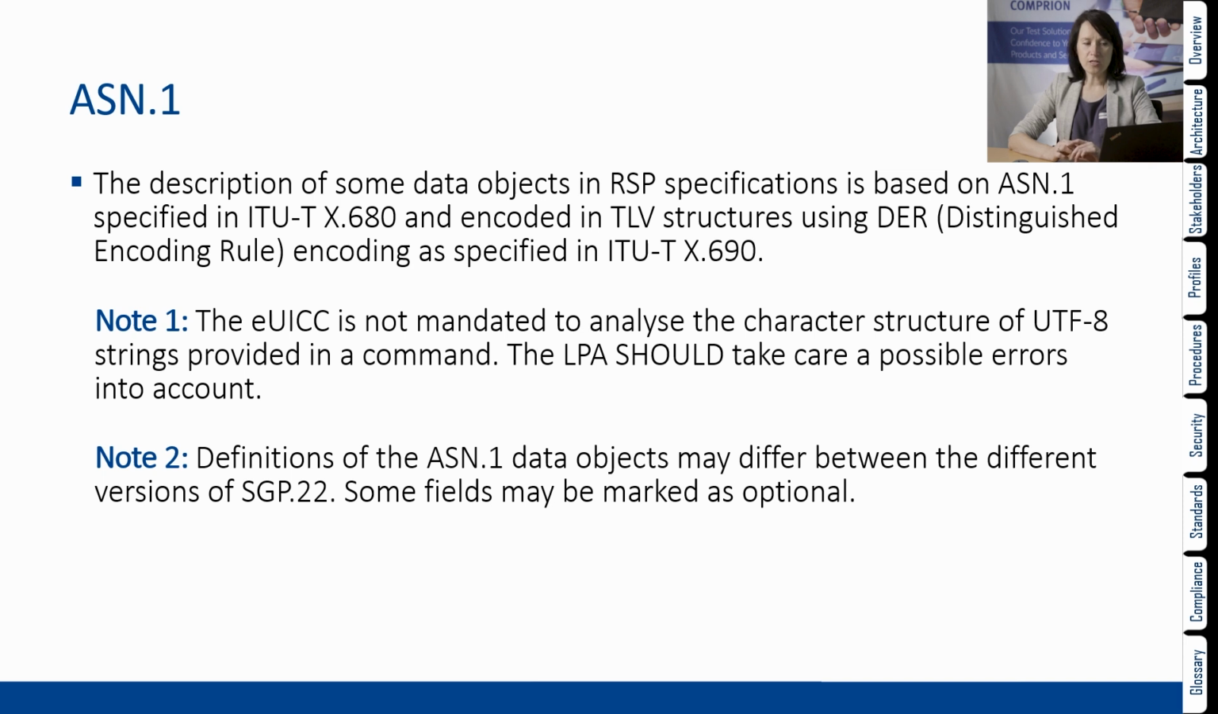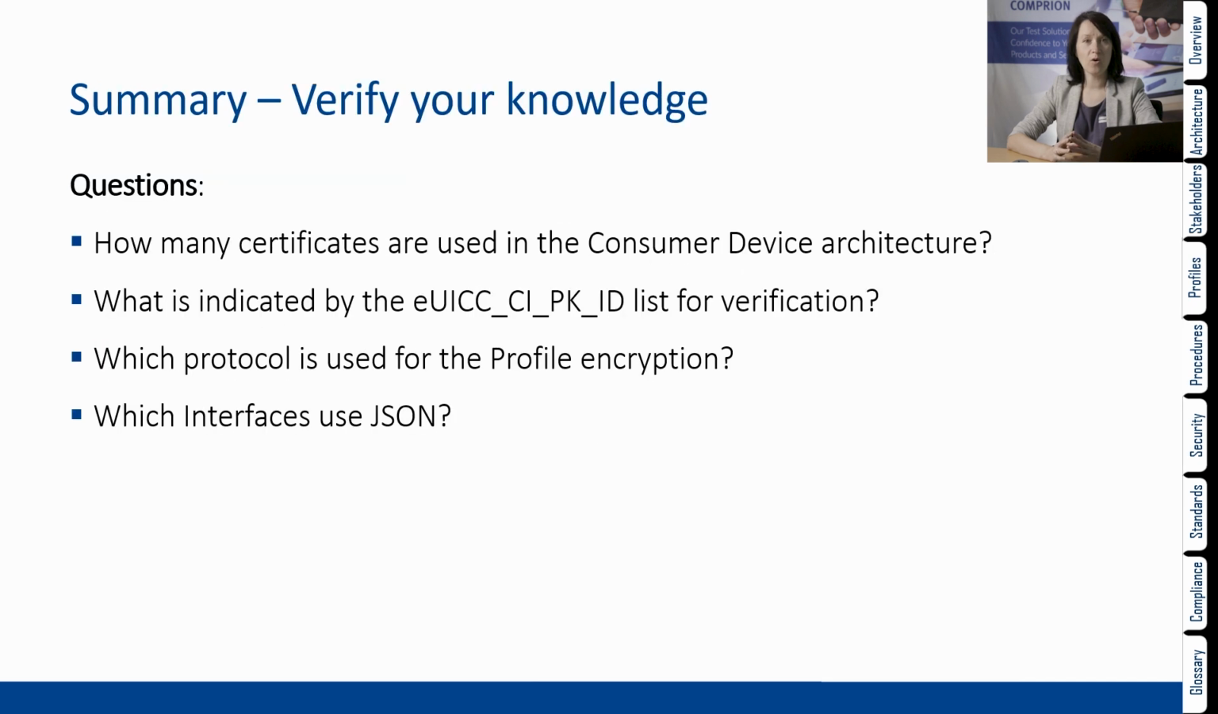And the definitions of the ASN.1 data objects may differ between the different versions of the SGP.22. Especially some fields may be marked as optional, and there might be some additional fields added to the specific definition of the data object. So please be careful with this and take a closer look at the definitions, because they might differ even between the minor versions. Okay, that's all for the security part.